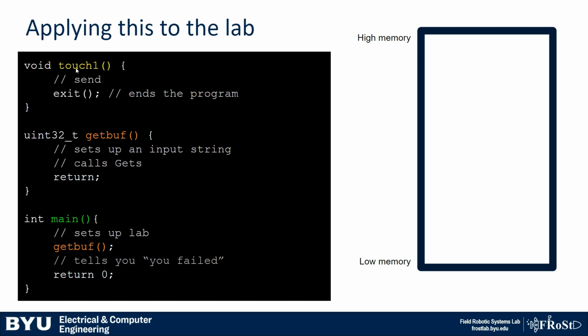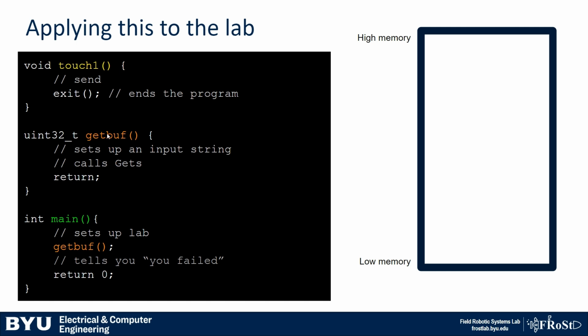We have this function called touch1. It's not actually called by main at any point, as you can see. But you want it to be called because touch1 has code that'll send a message to the server that says, hey, this student successfully ran this code, you get points for phase 1, and then it'll kill your program.